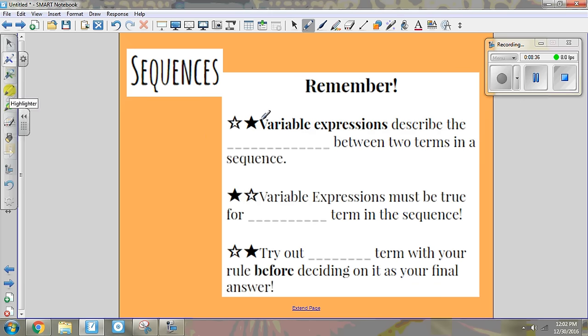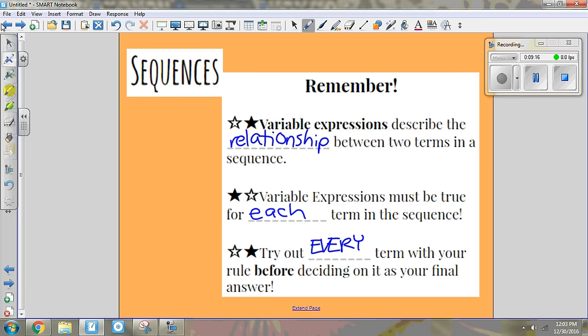All right, one last review here. Remember, we can use variable expressions to describe the relationship between two terms in a sequence. So how are they related to each other? Am I adding the same number each time? Am I multiplying the same number each time? Am I multiplying by a fraction instead of dividing? Remember those little tricks. Variable expressions must be true for each term in the sequence. So we have to try out every single term with your rule before you can decide on it as your final answer.